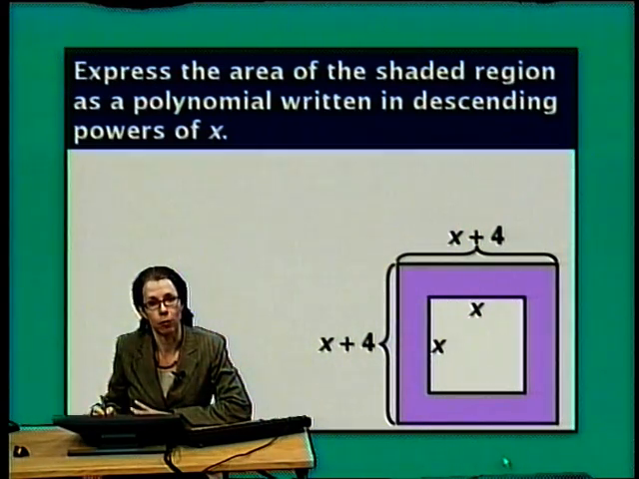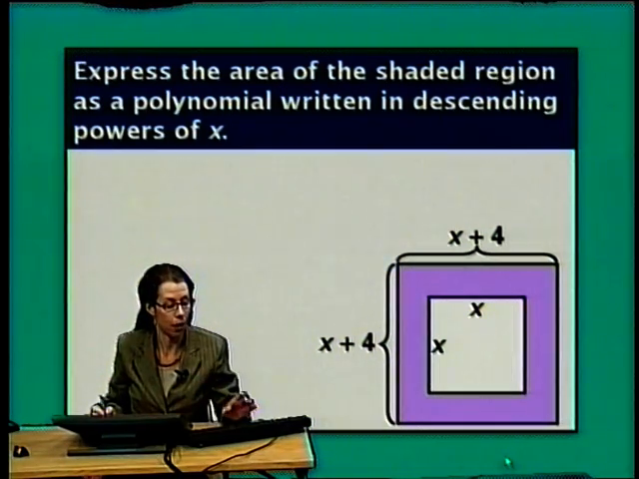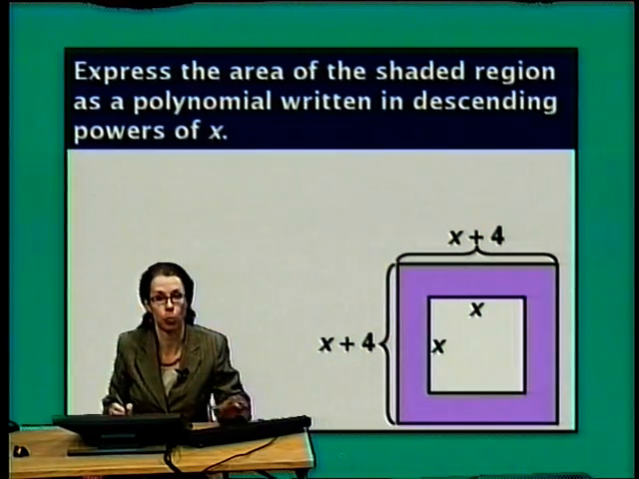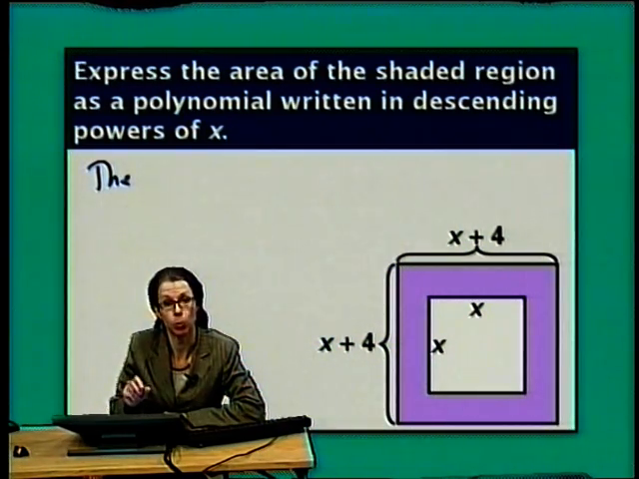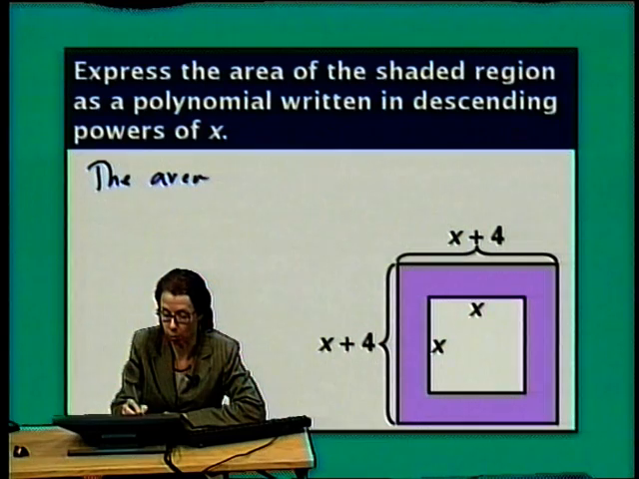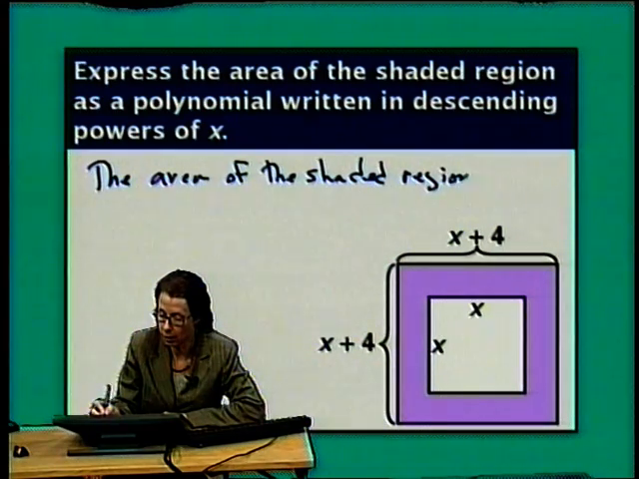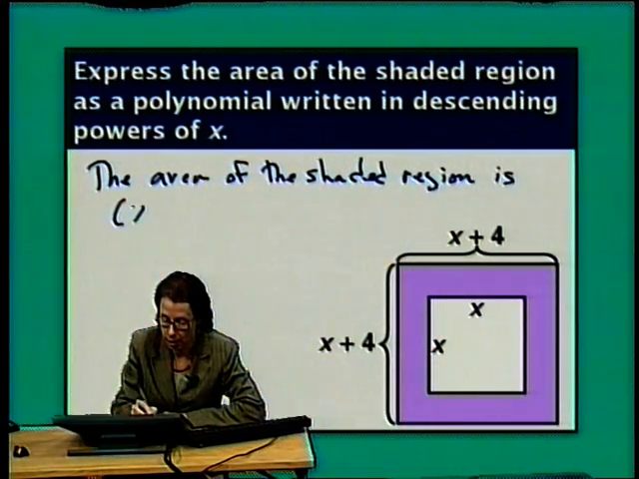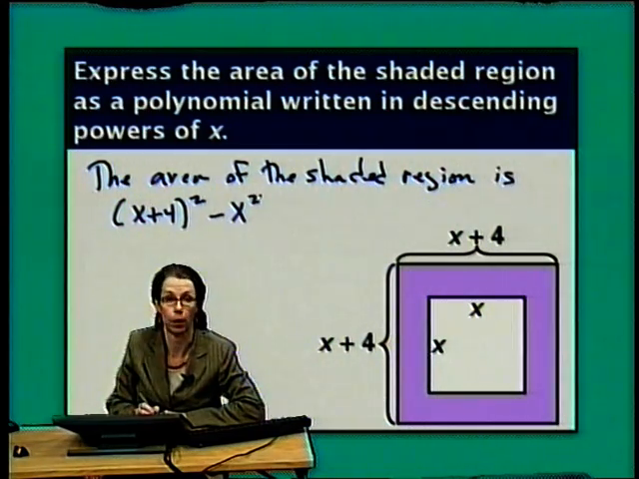One more example, similar to the last. Let's express the area of this shaded region as a polynomial. The strategy is going to be just what we did in the last problem. We're going to take the area of the outer square and subtract the area of the inner square. So the area of the shaded region is x plus 4 quantity squared minus x squared.